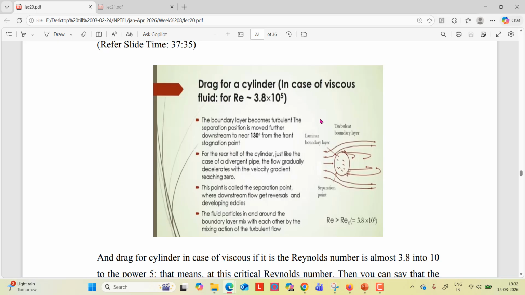So now it is 130 degree. So earlier it was happening at this position. Now it is happening at this position, 130 degree, from the front stagnation point. Stagnation point is this zone.